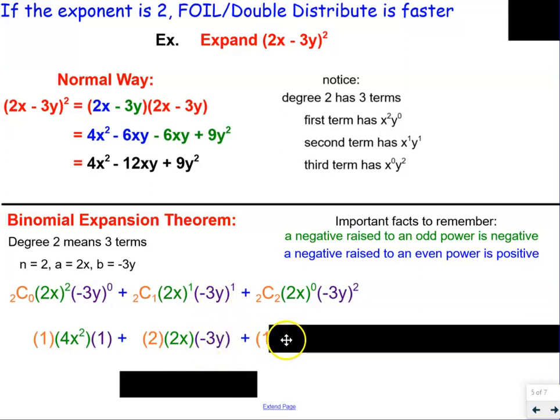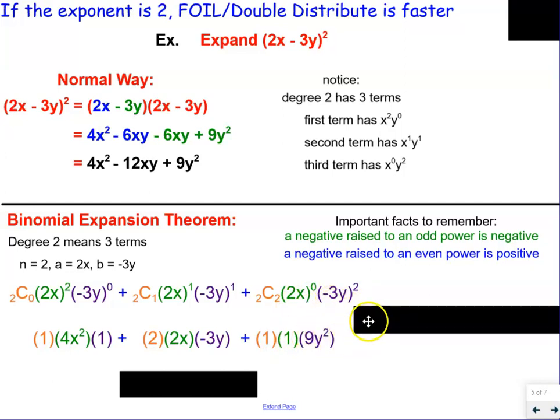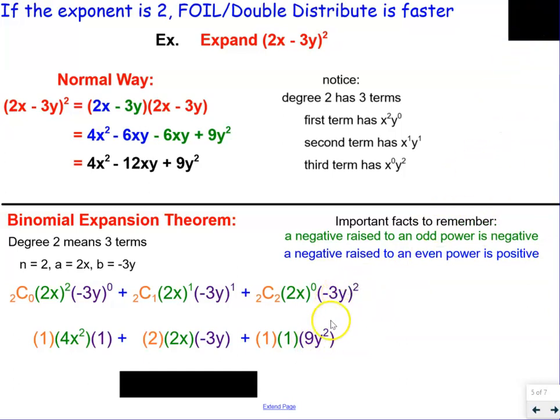Negative 3y to the first power, it stays negative 3y. And for the third term, 2 choose 2 is 1. 2x to the 0 power is 1. And then negative 3y squared. This negative 3y times negative is positive 9y squared. Remember, a negative squared is positive.